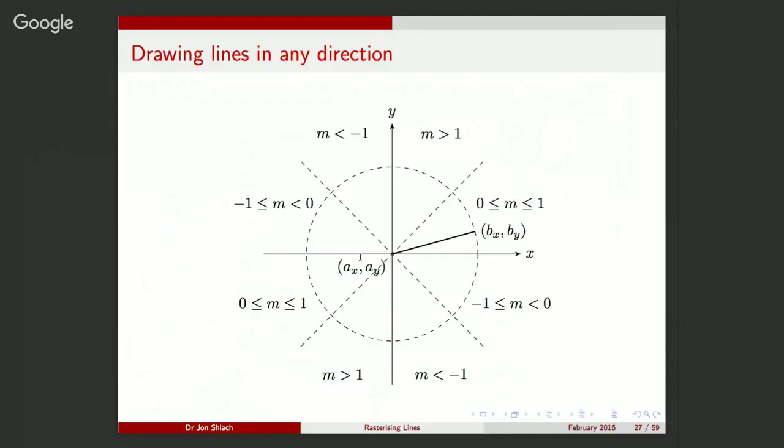So there's 2 problems here. Well, actually, there's 3. The first problem is drawing lines right to left. The second problem is drawing steep lines. The third problem is drawing negative slope lines. Okay, so 3 problems we're going to have to overcome.